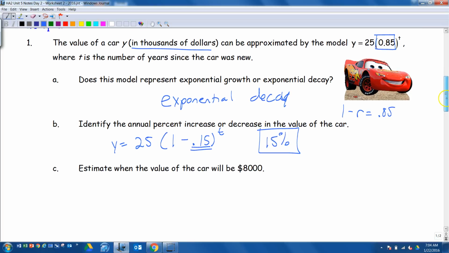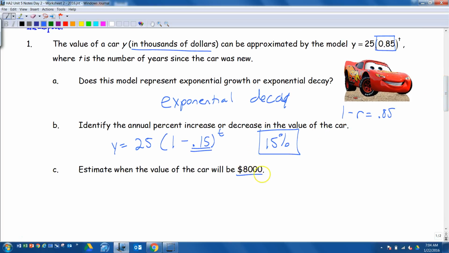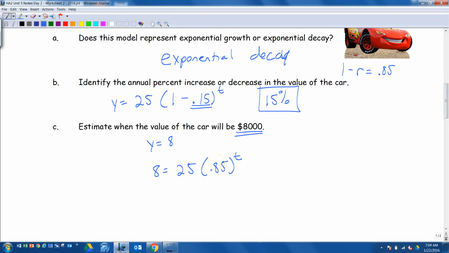Okay. Estimate when it'll be 8,000. Be careful. Remember, we are in thousands. So y is equal to 8, not 8,000, because 25,000 is the initial amount. Don't just say 8,000. It wouldn't make sense because it's going down and it's starting at 25. So how do we solve these? Well, we either have to get a common base, which we can't do with these weird problems, or we use logarithms, which you don't know how to do yet.